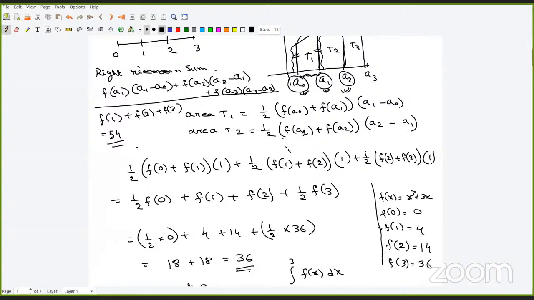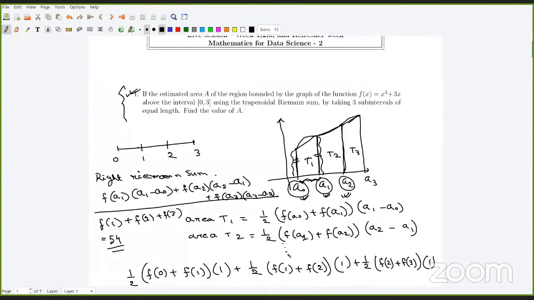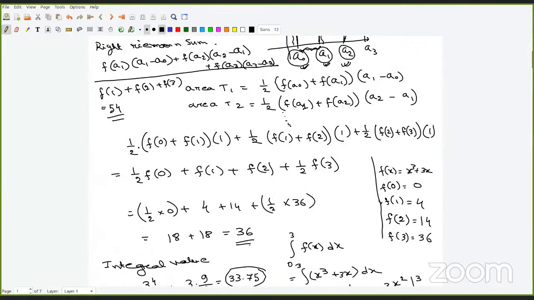Okay, so is it clear? Everything about the Riemann sum? Yes, sir. So if you just remember these points about the Riemann sum, then I think the problems you will face will be okay. So I am going to the next question.